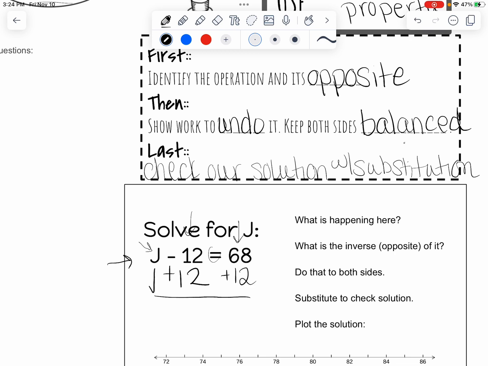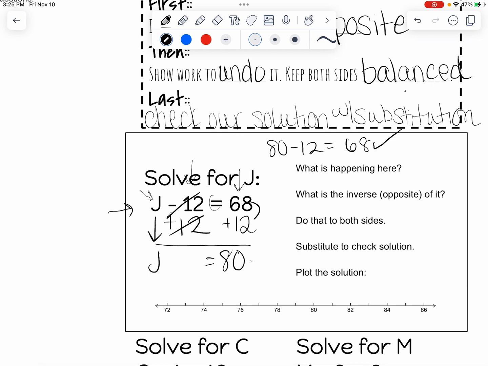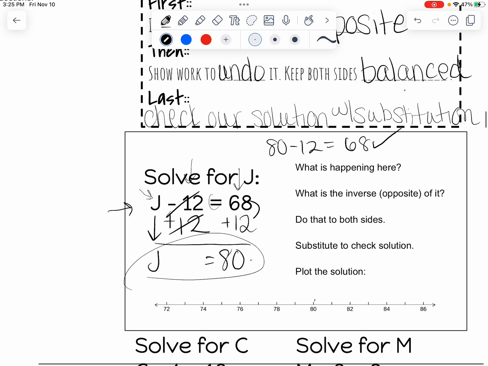Now this ends up canceling my 12s to isolate the variable. I bring down my equal sign. I have 68 plus 12. That gives me 80. So let's substitute 80 in for J to make sure that works. Then I have 80 minus 12. Yes, that gives me 68. So J equals 80 is correct, and I can plot that on my number line. If J equals 80, we're going to color it in because it equals it. So it should be a closed dot on the number line right at 80.